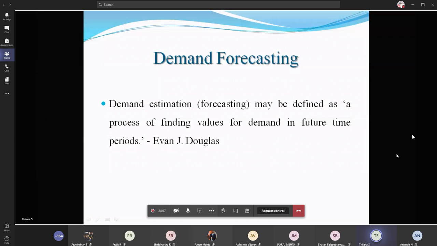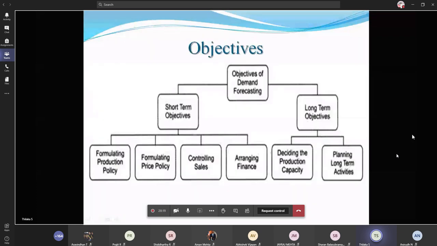What are the objectives? These objectives are divided into two: the short-term objectives and the long-term objectives. The short-term objectives mainly depend on the nature and future characteristics of the commodity, but in general, short-term can be achieved within a year. So the first short-term objective is about the production policy.